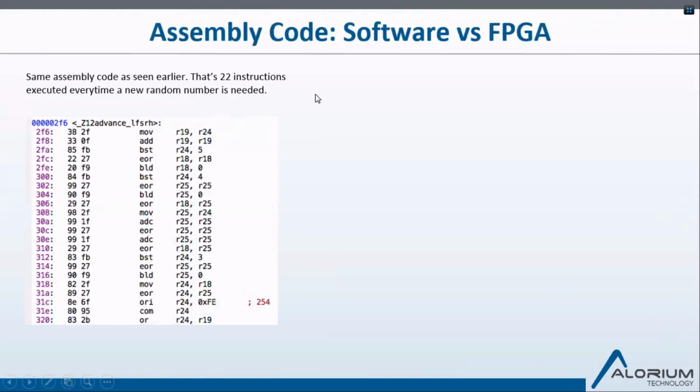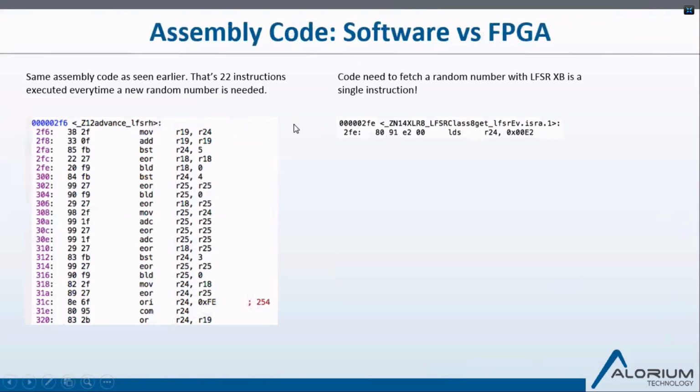So again, from the beginning of the presentation, we had the assembly code that was generated for the software solution for the LFSR logic. That was 22 instructions that were executed every time we generated the new LFSR. And then with the RTL solution, we have reduced that down to a single instruction where all we're doing is reading the value of the data register. So this is the difference that we're talking about between the software and RTL solution.